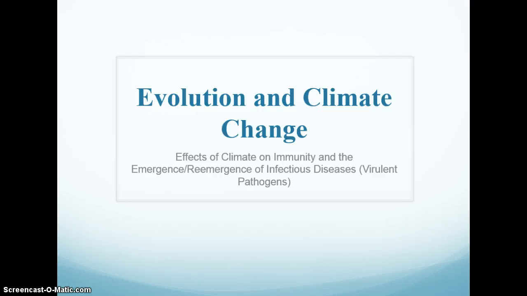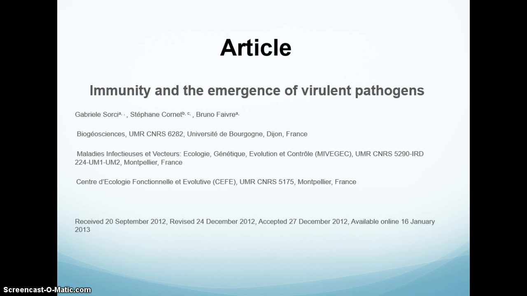Hello, my name is Roger Stanton, and this is a presentation on evolution and climate change. The topic I chose was the effects of climate on immunity and the emergence and reemergence of infectious diseases. The article is entitled Immunity and the Emergence of Virulent Pathogens from the Elsevier Journal Infection, Genetics, and Evolution. The article was written by Gabriel Sorkai, Stéphane Cornier, and Bruno Favrier.